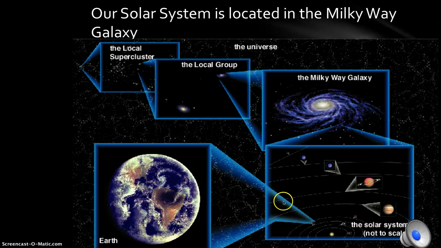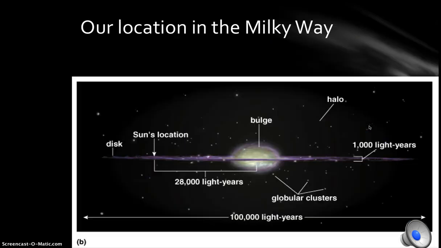Our solar system, of which Earth is a part, is located in the Milky Way galaxy. Here's a picture of the Milky Way galaxy. Notice that it has a spiral appearance. We actually find out that the Milky Way galaxy is called a spiral galaxy because of its appearance. Here's a picture of the Milky Way when viewed from the side. It has a disc-like appearance in that it's very large from side to side in this measurement, but from top to bottom it's relatively thin.